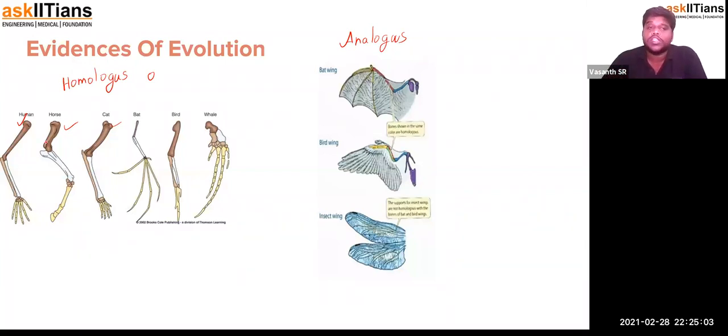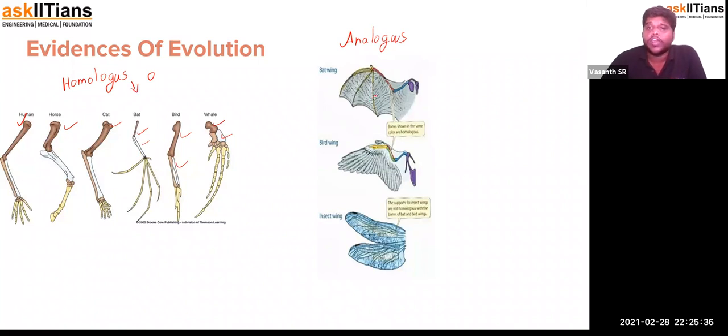But in the case of the horse, it is running. And in the case of the cat, it has to run, catch, jump and everything. And then the bat, their forelimb is modified for flight. And for birds, the forelimbs are modified for flight again. But for the whale, which is also a mammal, the forearm is modified to form flippers. So this is the same homologous basic structure, but the function that they use it for is different. So this condition is called homologous organs.